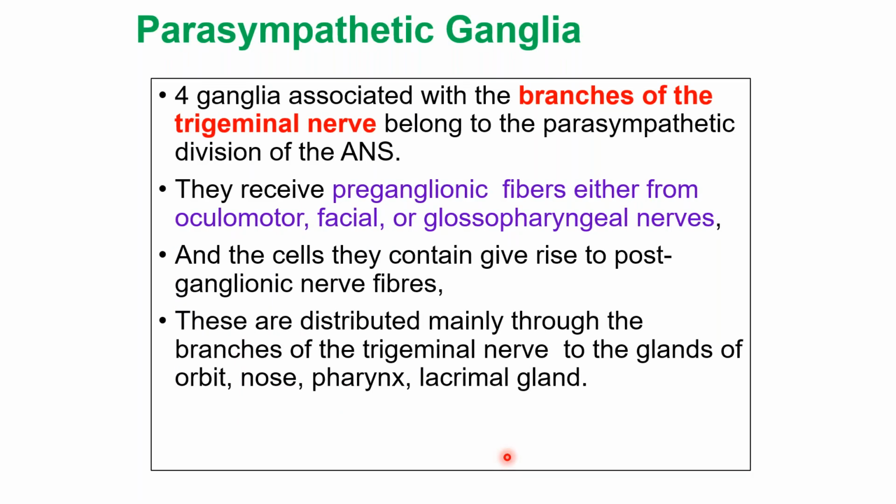Now, once we are thorough with the oculomotor nerve, we should know about certain ganglia around the head and neck. There are four parasympathetic ganglia associated with the branches of the trigeminal nerve, and they receive preganglionic fibers from the oculomotor, facial or glossopharyngeal nerves. One by one, we'll be doing all these in subsequent lectures. One ganglion that we'll be doing today is the ciliary ganglion.